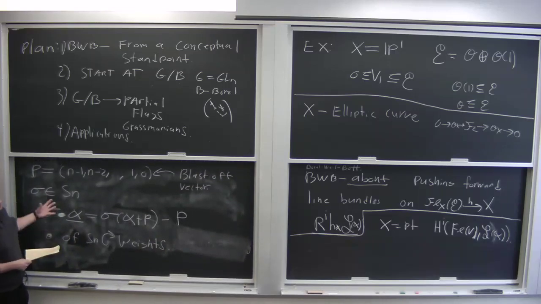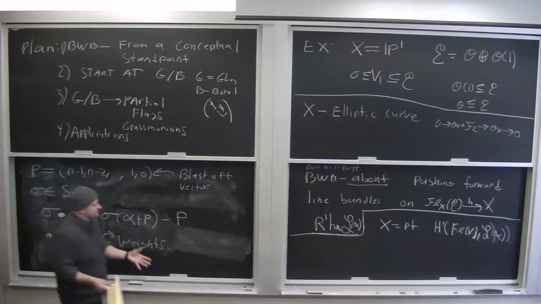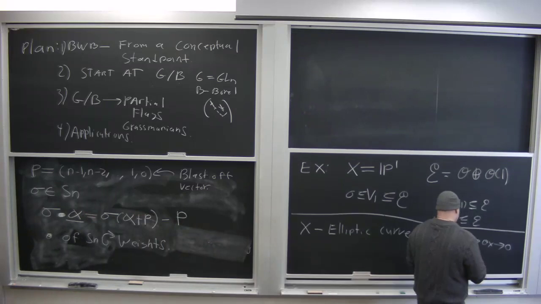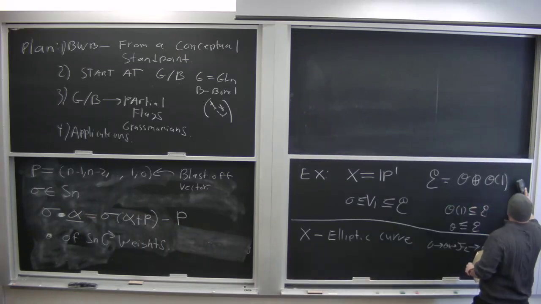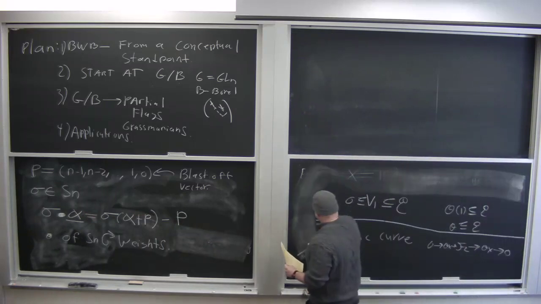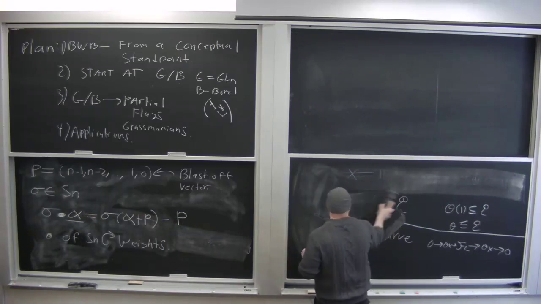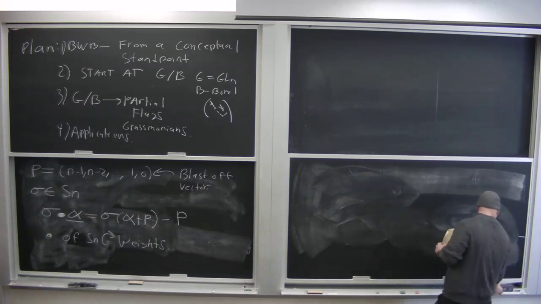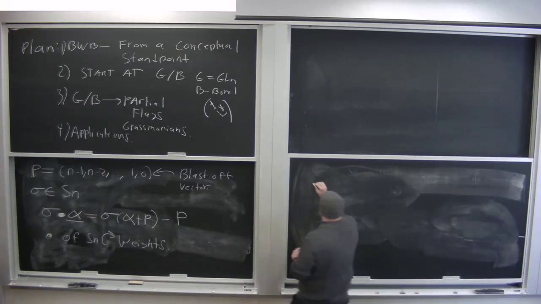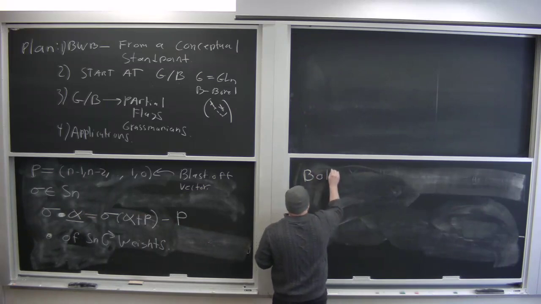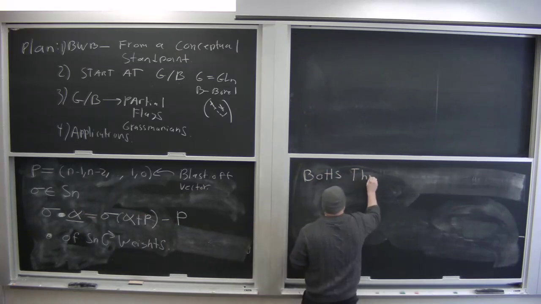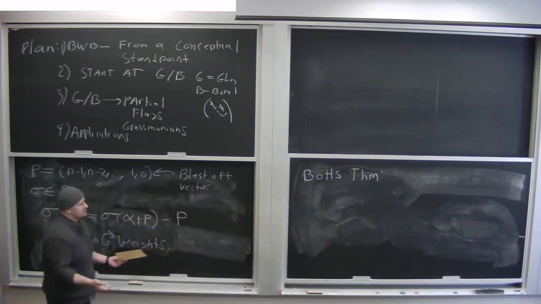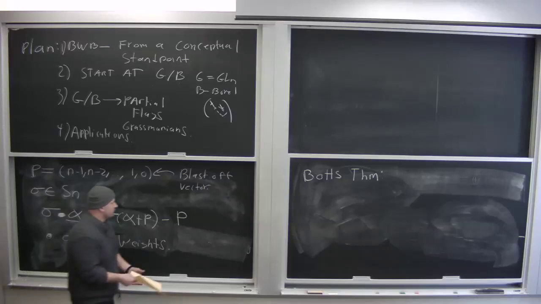And so this type of formulation is what we need to state Borel-Weil-Bott. I'm following Weyman's treatment of this in his book, Cohomology of Vector Bundles and Syzygies. He calls it Bott's theorem.